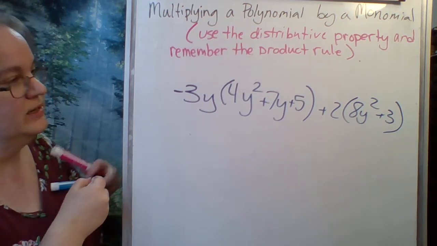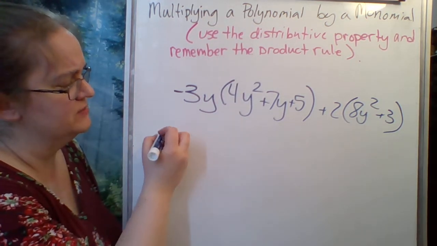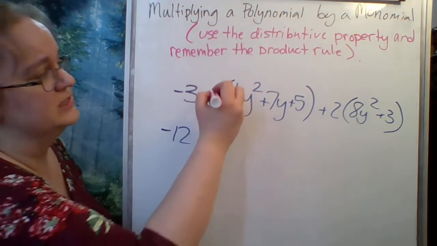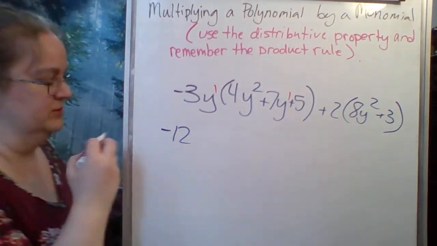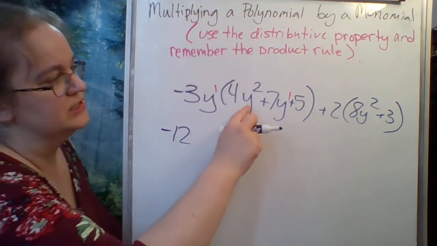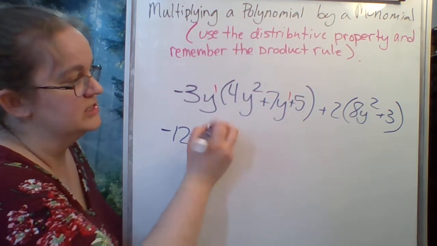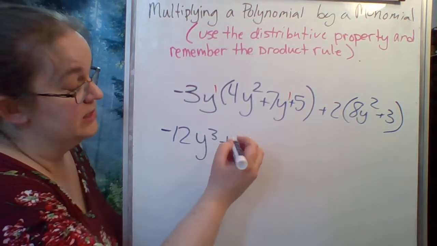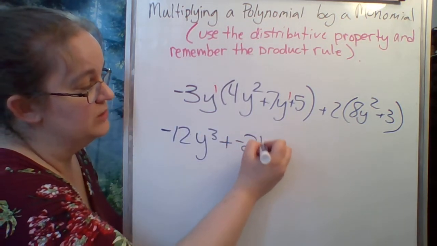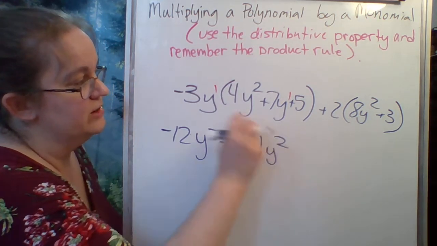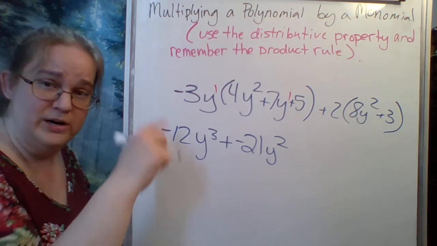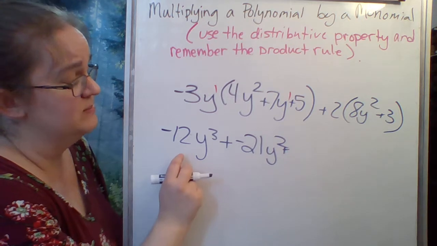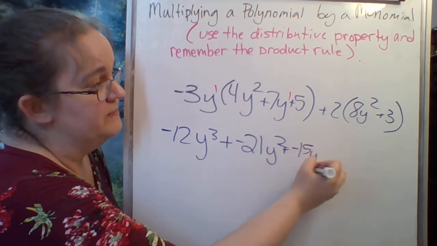So when I look at that, negative 3 times positive 4 is negative 12. And y to the first power, because it's not listed, let me go ahead and put those in. Y to the first times y to the second is y to the third, because I'm doing 1 plus 2 according to the product rule. Negative 3y and positive 7y, that's negative 21. Y squared, because it's y to the first times y to the first, so that's y to the 1 plus 1. Plus negative 3y times 5 is negative 15y.